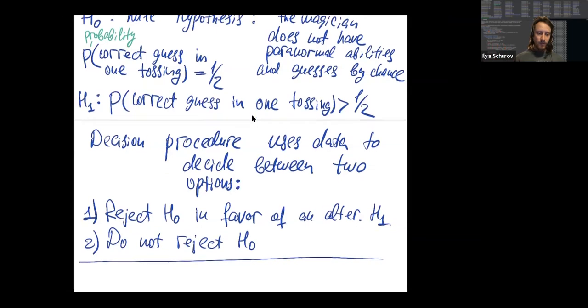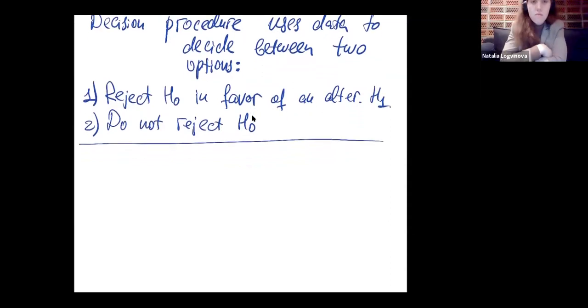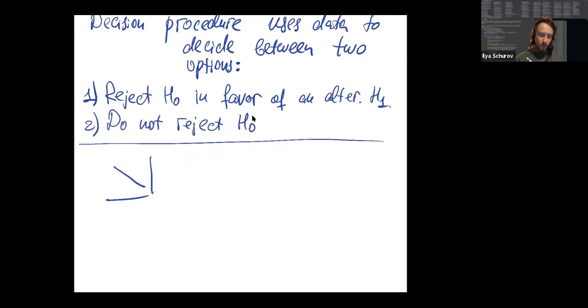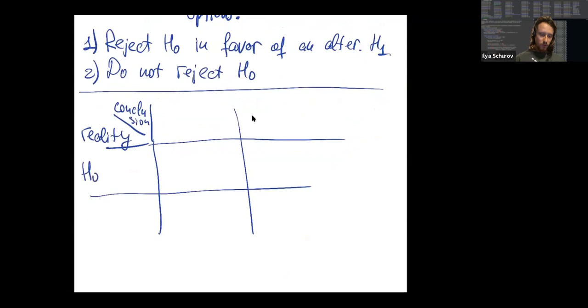So let us discuss some ways to make a mistake. Actually, what we have is the following. We have some reality, and we have our conclusion. And there are four options. Either the null hypothesis does not hold, or the null hypothesis holds. And our conclusion can be that we either reject the null hypothesis or not reject the null hypothesis.